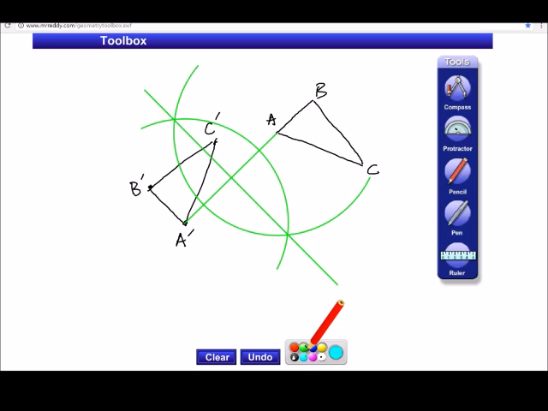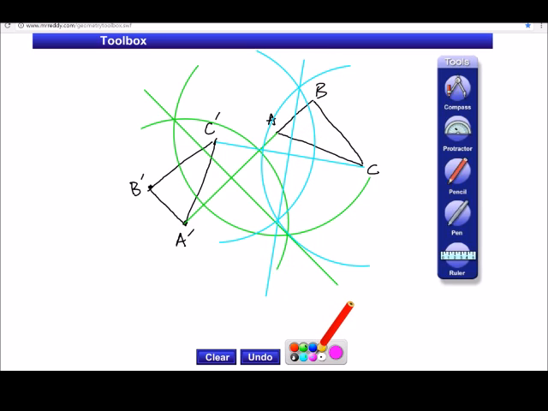And then I'm going to do exactly the same thing for two other points. So I'm going to choose C and C prime. I can choose any points. Doesn't matter, just need two of them, right? More than half. I'm going to construct my perpendicular bisector and then draw my perpendicular bisector.